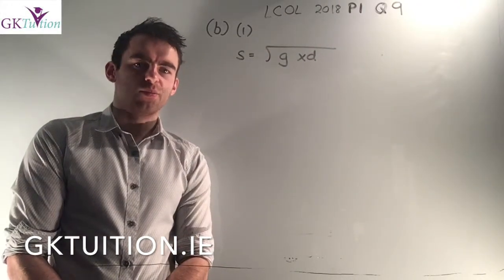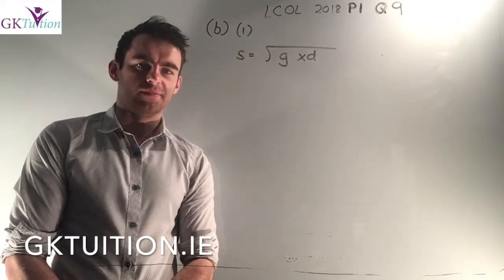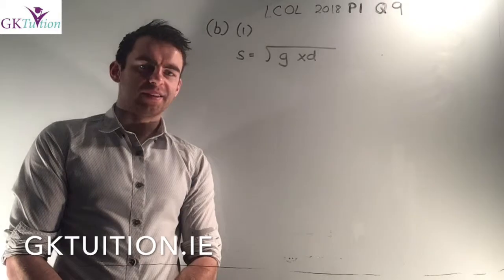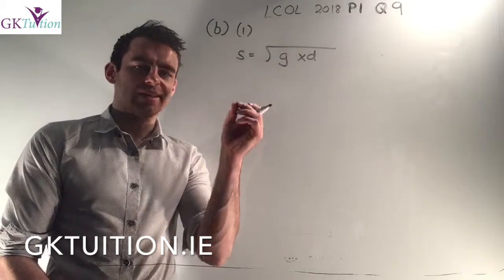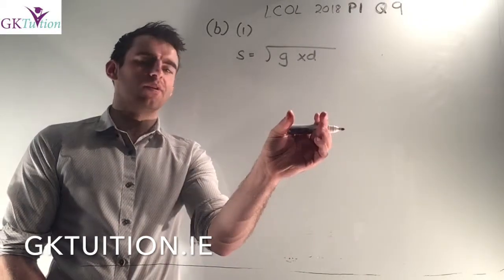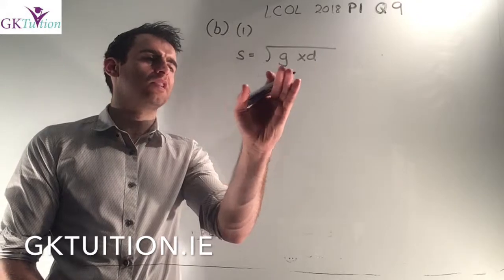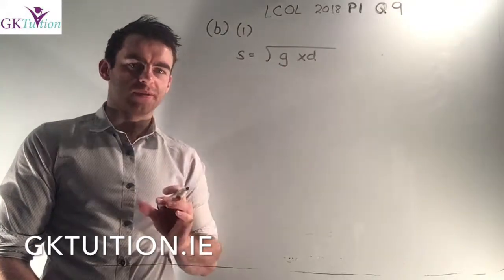Okay, so for B part 1, we're going back to just this formula, S equals root G multiplied by D. And we're asked to make D the subject of the equation. We're asked to get D in terms of S and G. That basically just means get D on its own on one side and everything else to the other side. At the moment, S is in terms of G and D. I need to go the other way around.